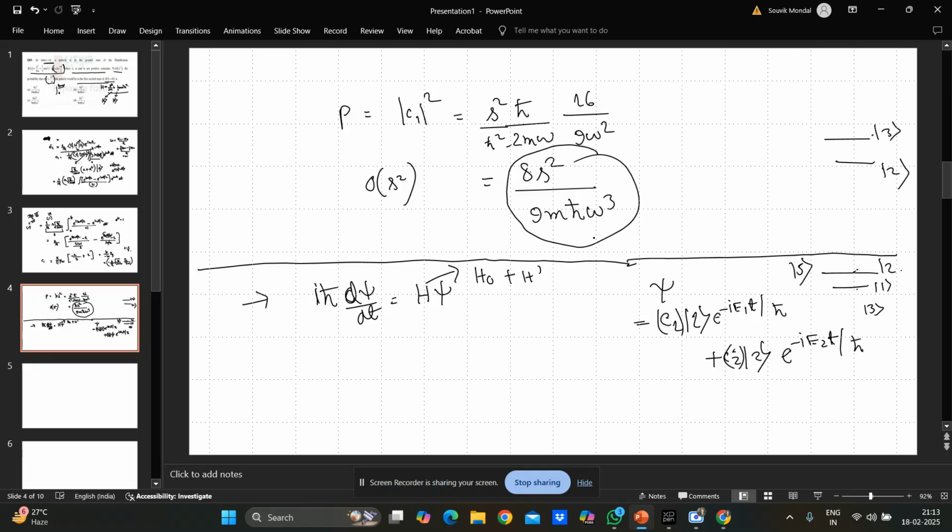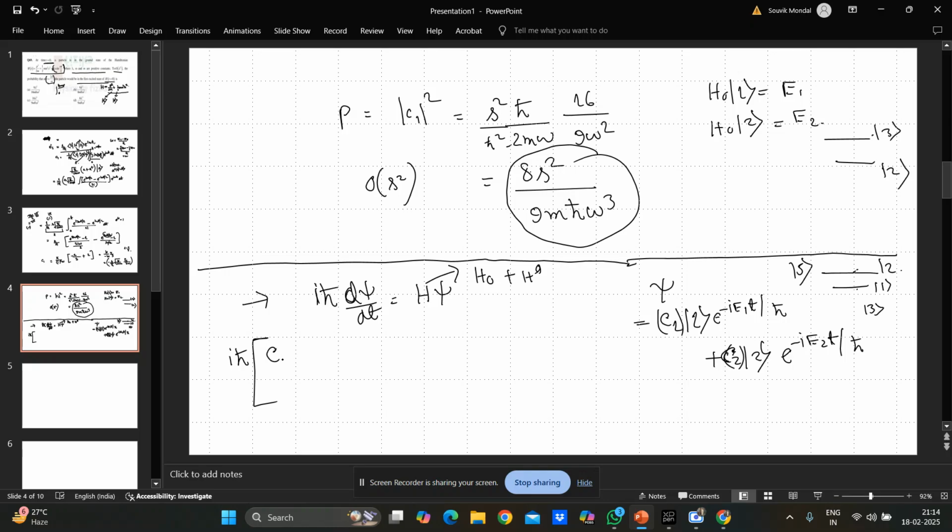What is H0? The significance of H0 is, if you calculate H0|1⟩, this will give you the energy of the first state, that is E1, and H0|2⟩ will give you the energy of the second state, that is E2. This is the significance of H0, and you don't know what H prime is doing. Now if you simply put dφ/dt, C1 and C2 are time dependent. They are time dependent probability amplitudes.